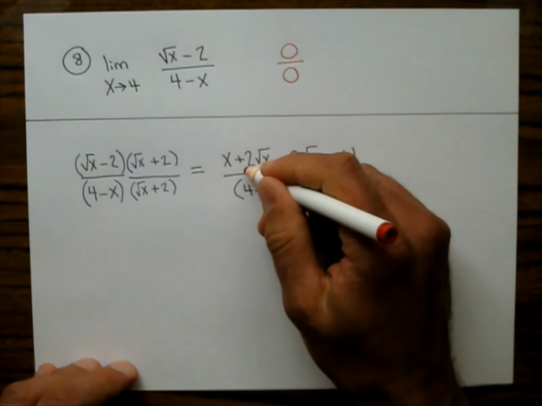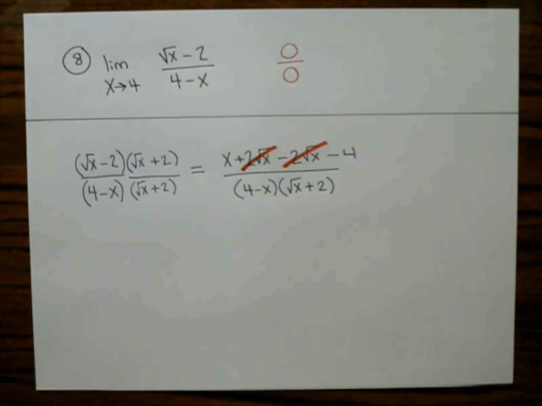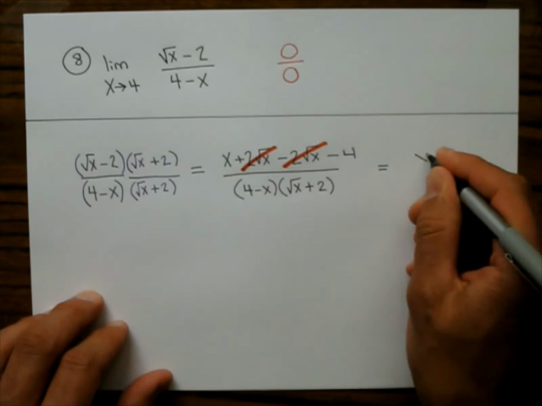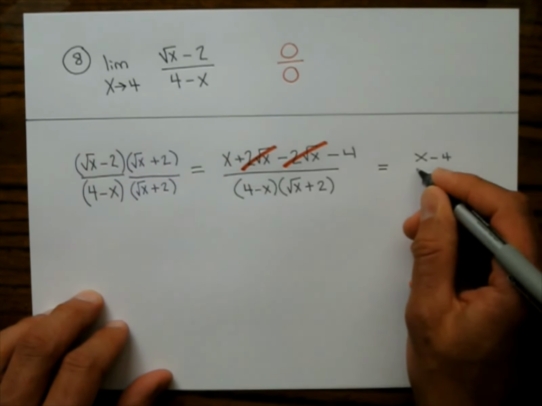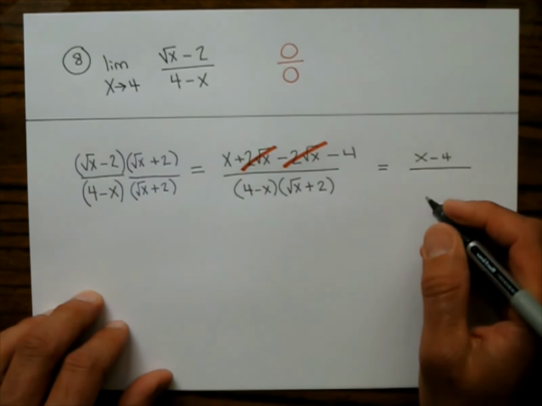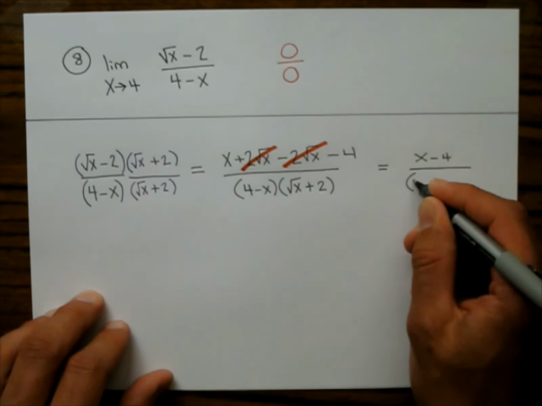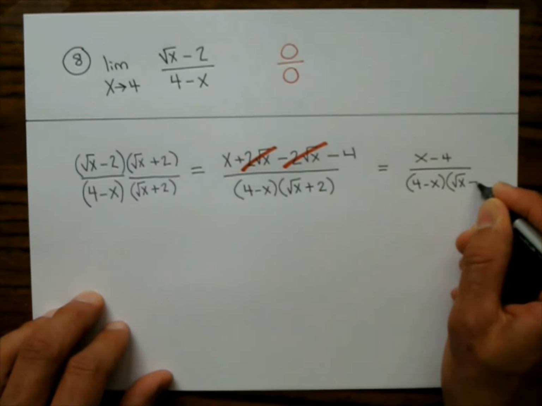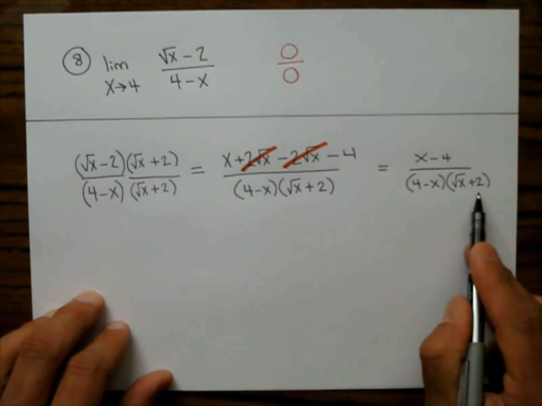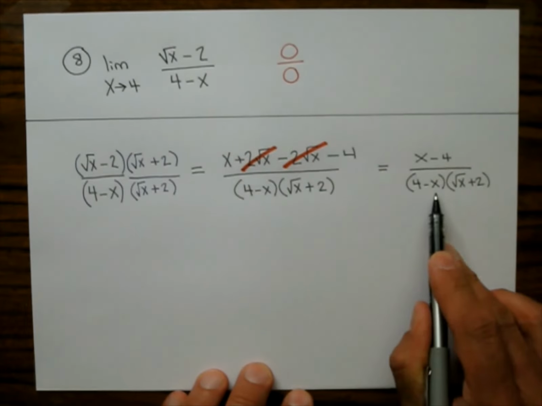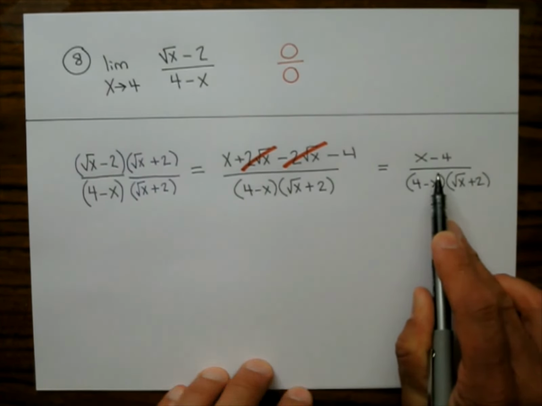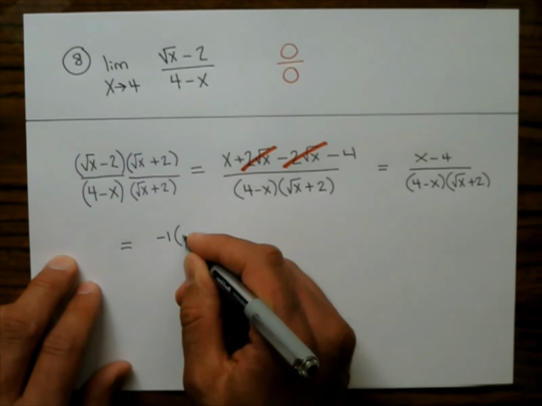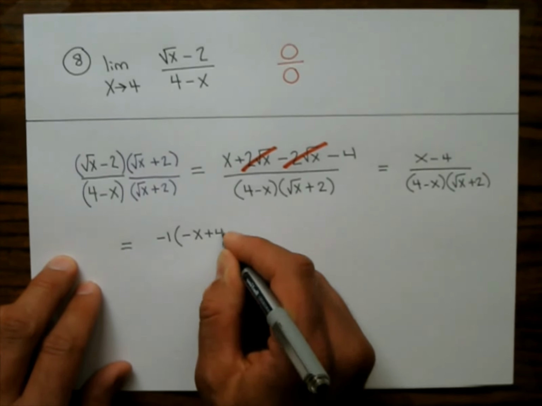So on the top, those guys are out of there. And notice what you get on the top. You end up getting an x minus 4. And on the bottom, you have a 4 minus x factor. Okay, and there's also this factor here. Now notice the 4 minus x and the x minus 4, they are opposites. So I'm going to factor a negative 1 out of the top. And I have a negative x plus 4.